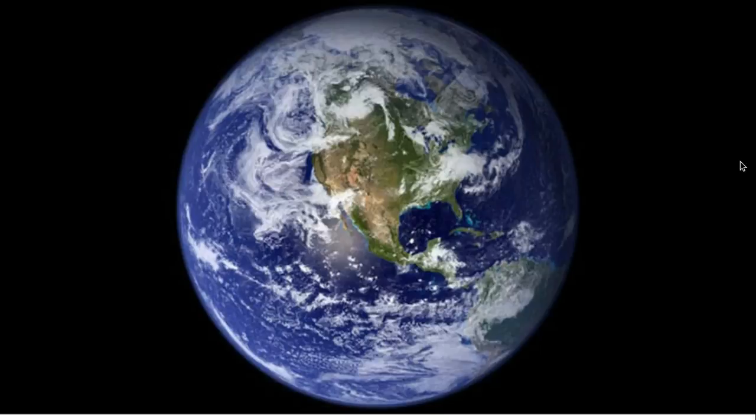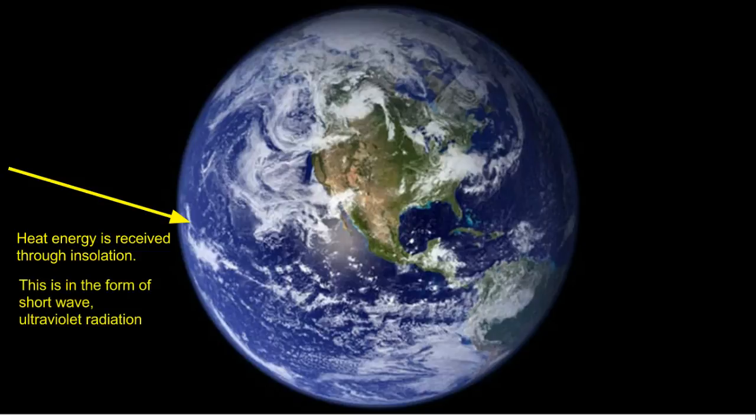So here's basically how it works. The sun provides us our insolation. So we get our direct heat source from the sun. And when we get that energy from the sun, it comes to us in the form of shortwave ultraviolet radiation. You can see on your electromagnetic spectrum in your Earth Science Reference Table that these are more powerful waves. They have a high energy. And we consider this, again, to be an energy deposit.